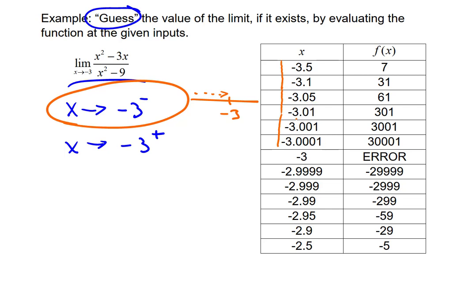I have -3.01, -3.001, -3.0001, and then finally we have -3, the target value in the table. But notice that these values are getting closer and closer to it.